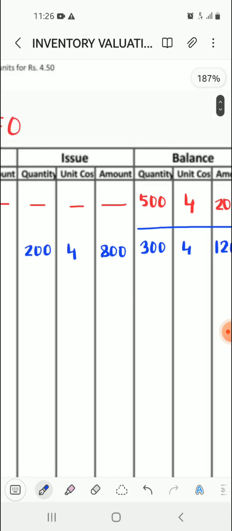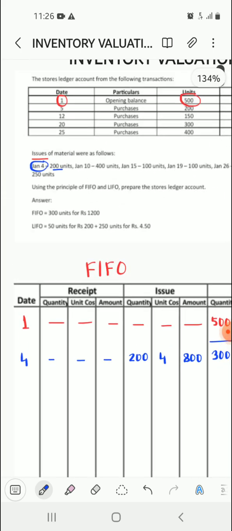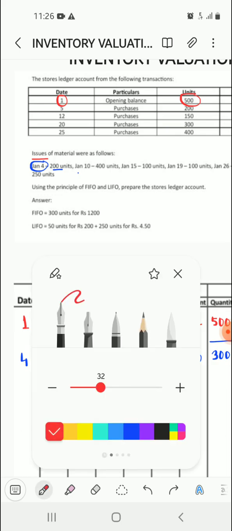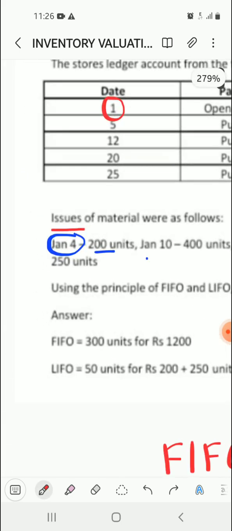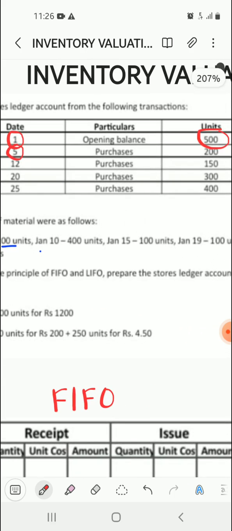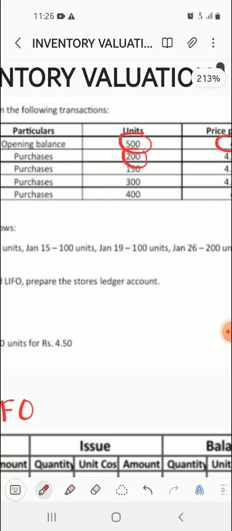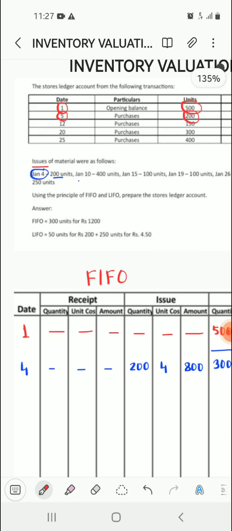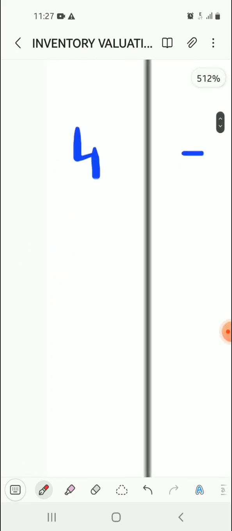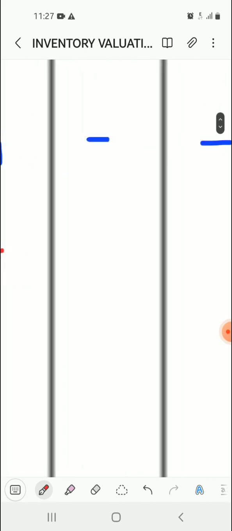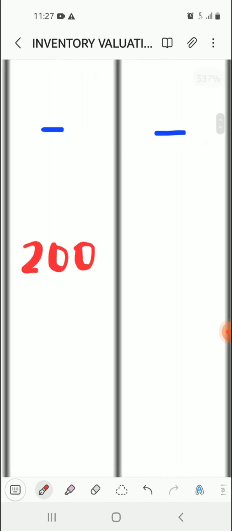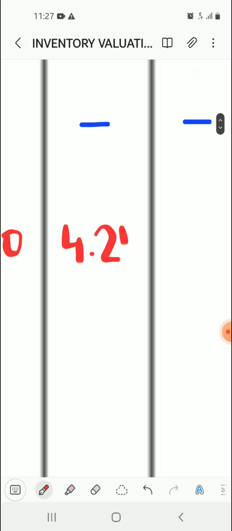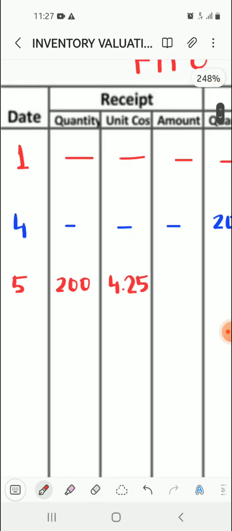Now we're going to move to the next date. Check the next date. Issue next date is Jan 10 and purchase next date is 5. So 5 comes before, so we have to go for the purchase. So red color for purchase. On 5th there has been a purchase of 200 units for 4.25. So Jan 5, 200 will be the units and 4.25 is my unit cost.